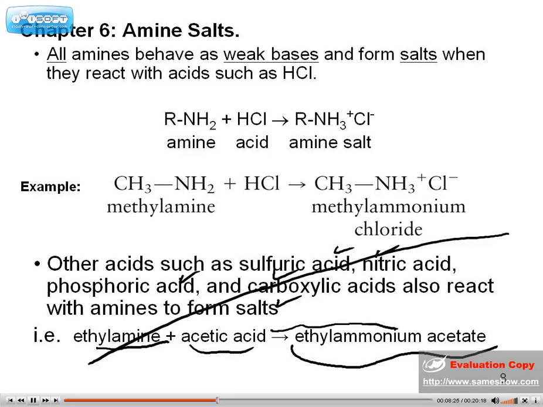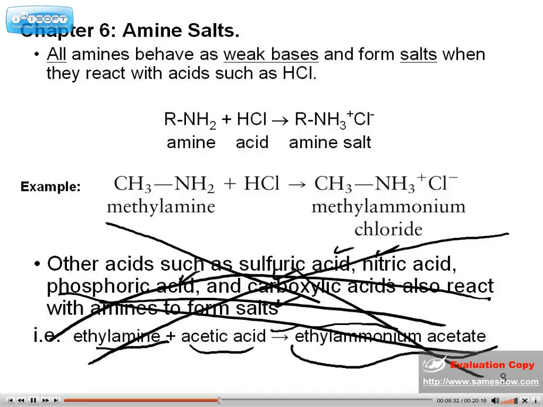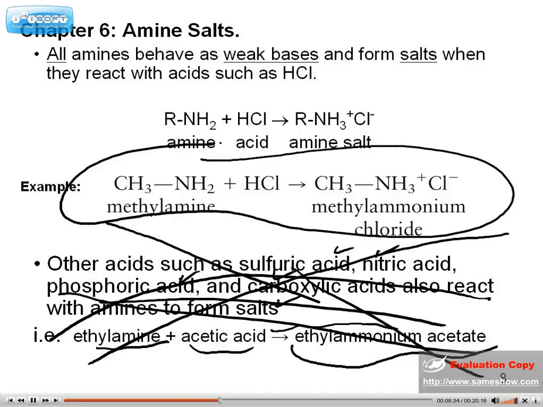Please go ahead and scratch this out, though. I'm not going to be testing you on any reactions or on this down here. You will have to, however, know this overall reaction.